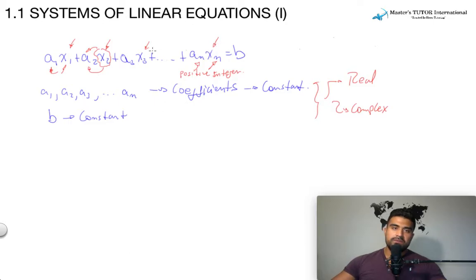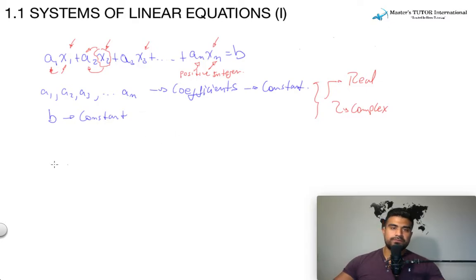If this variable is to the power of 2 and this to the power of 3, then this is not linear. This is quadratic or cubic, etc. But it's not a linear equation. Okay, that's why it's called a linear equation. All the powers of the variables in these equations are 1.